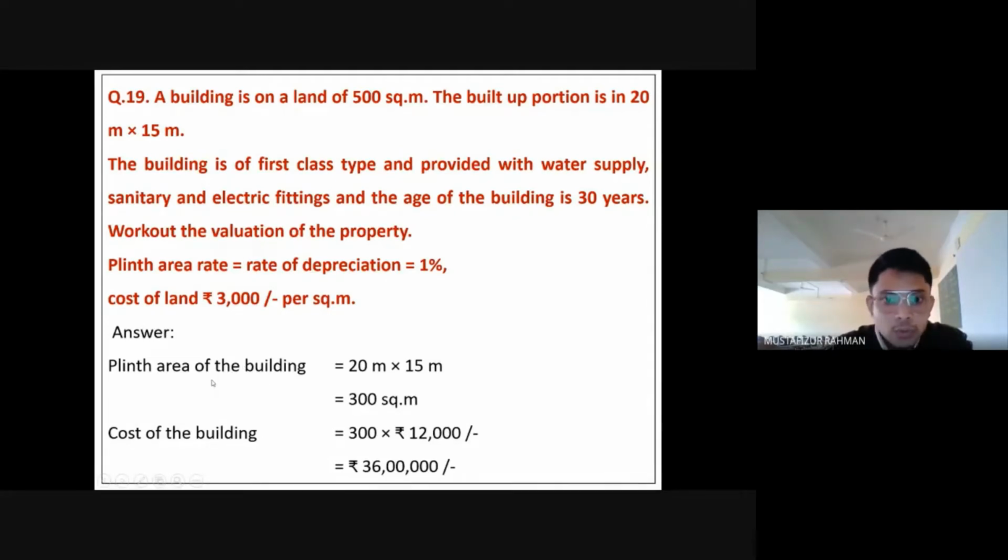So first, what is the total plinth area of the building? Total plinth area is 20 by 15, 300 square meter. We are not told about the number of floors. So this is our total plinth area that will give us the cost of the building. Plinth area multiplied by the rate per square meter will give us the cost of the building. So we got one value, 36 lakhs.